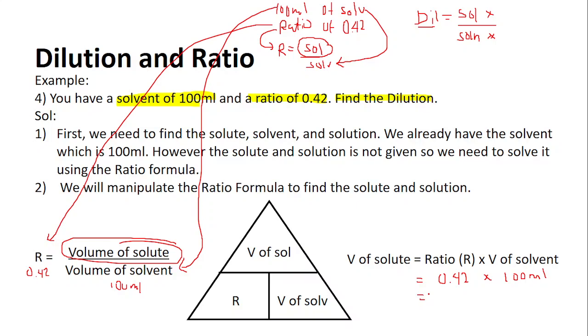0.42 times 100, the answer is 42. Don't forget the ml, because there is still an ml. Okay, it will carry over. So, you now have the solute, class. Check this. Okay, you now have the solute, which is 42.